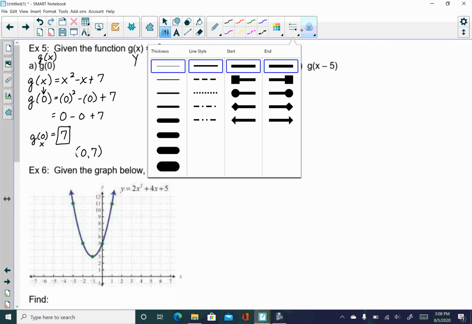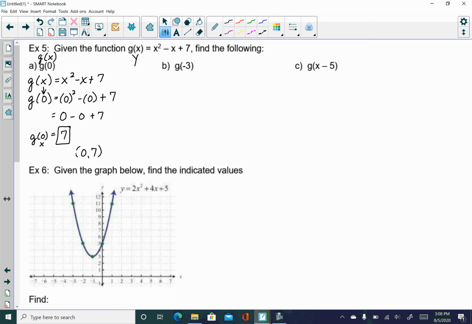So now moving over to letter B, if I want to find g of negative 3, again, I'm going to write my problem. So g of x equals x squared minus x plus 7. You might want to pause the video and try g of negative 3 for yourself. Make sure you're good. But I'm going to go ahead and work it here as well. Everywhere we see an x, this time we're plugging in negative 3. So I have negative 3 squared minus negative 3 plus 7.